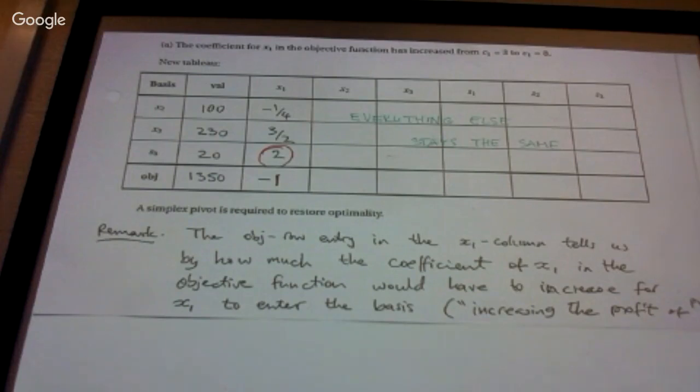So that's for the non-basic variable. Is that clear? Keep copying. I'll cover it soon.